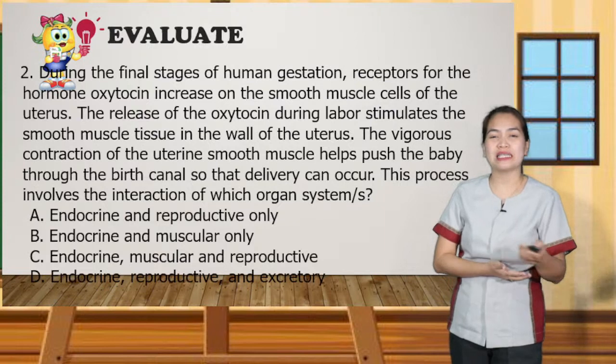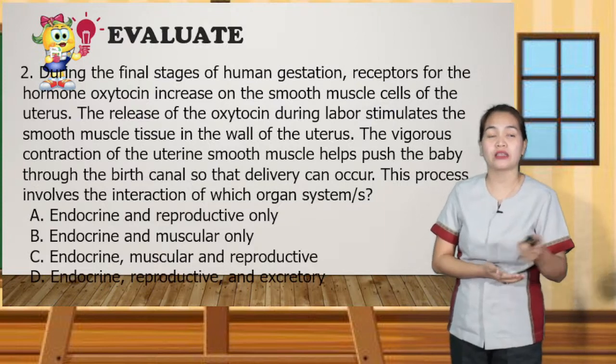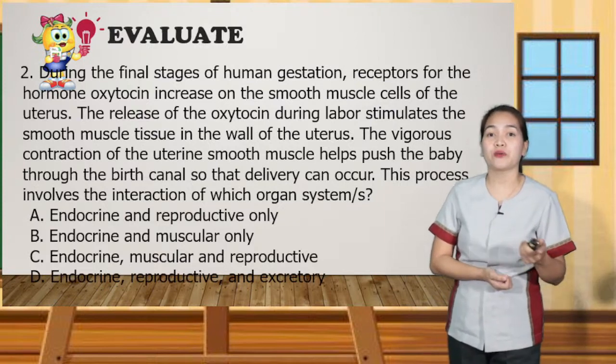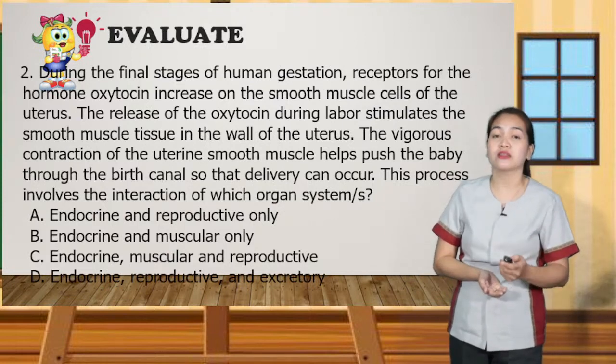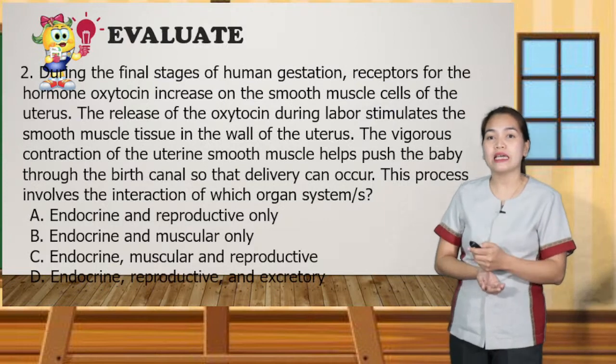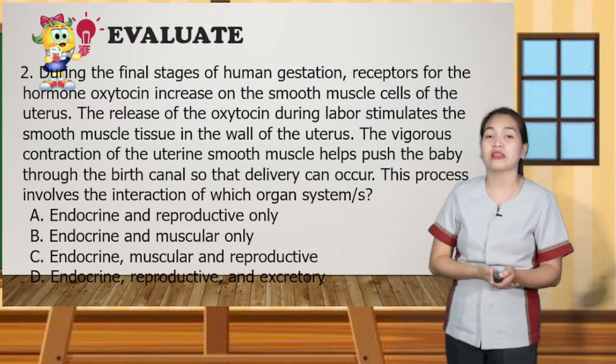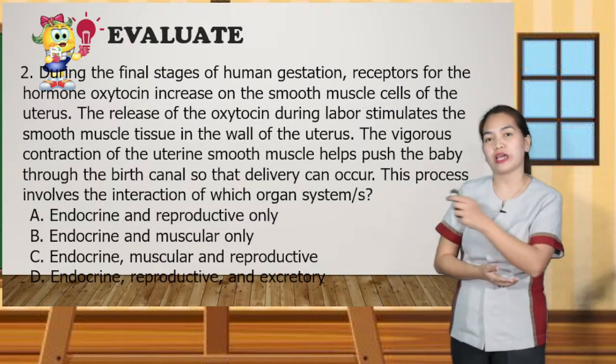Okay? So, is it A, the endocrine and the reproductive only? B, the endocrine and muscular only? C, the endocrine, the muscular, and the reproductive system? Or D, the endocrine, the reproductive, and the excretory? So, write your answer now, guys.